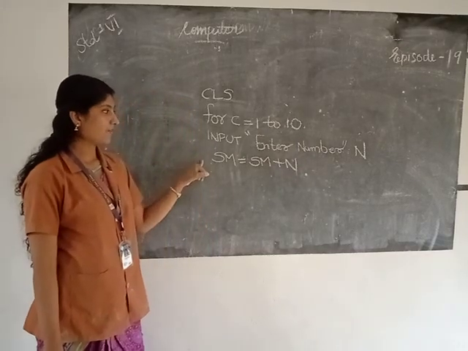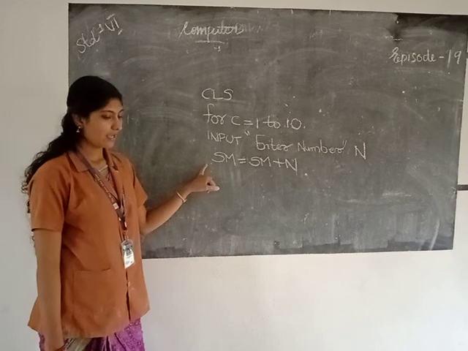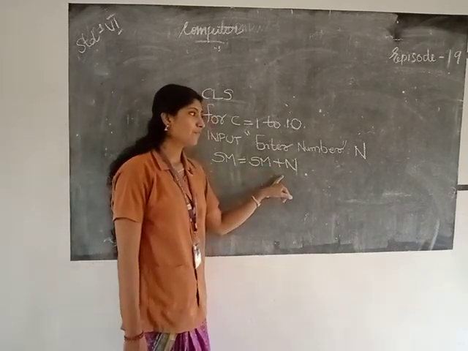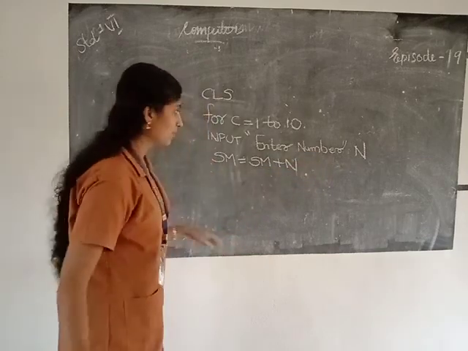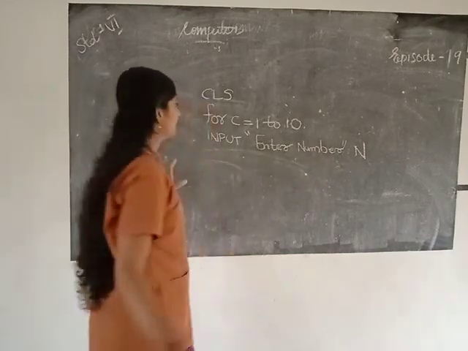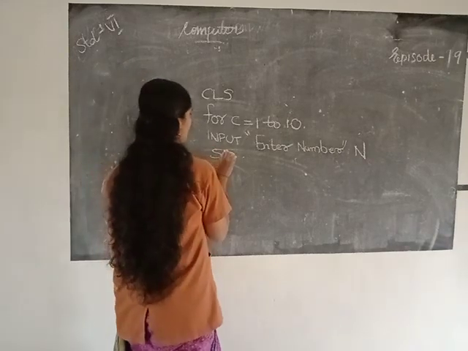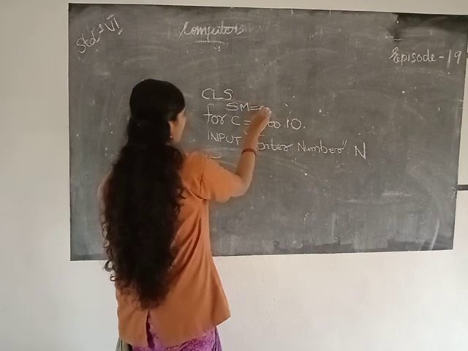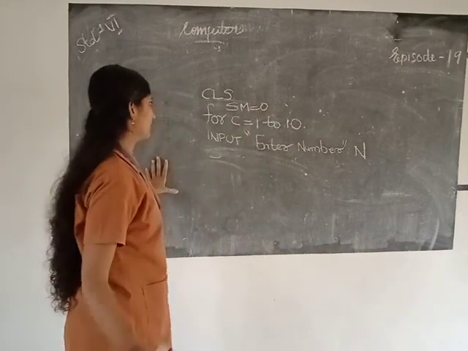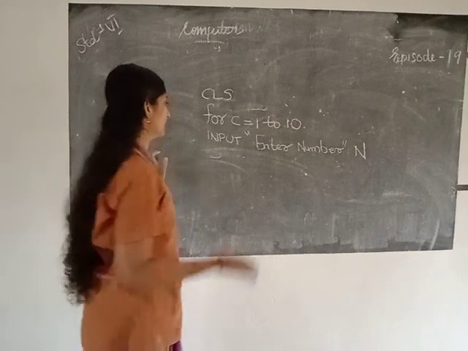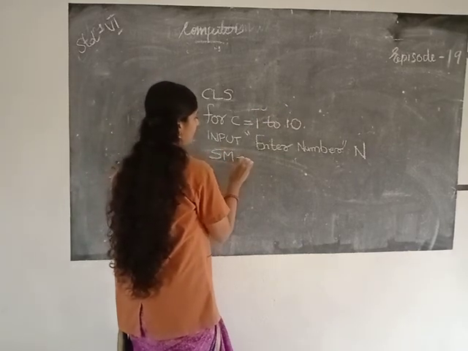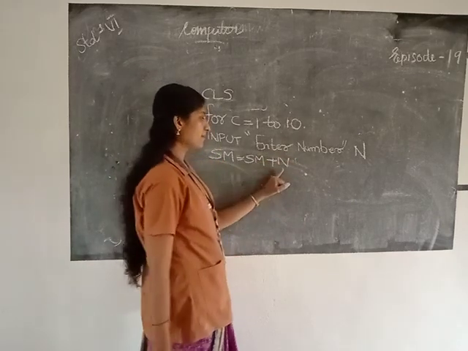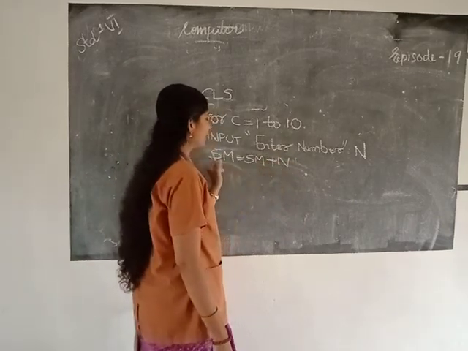That means a variable sum, and sum equal to sum plus n means if we enter a value, and before that one more thing, we can assign sum is equal to 0. Okay, correct. That is sum is equal to sum plus n. That means the first number is added to sum and stored in sum.